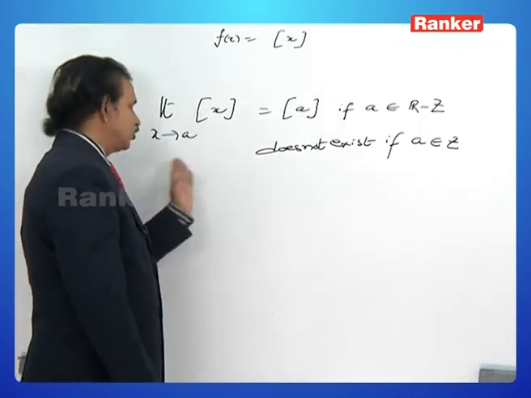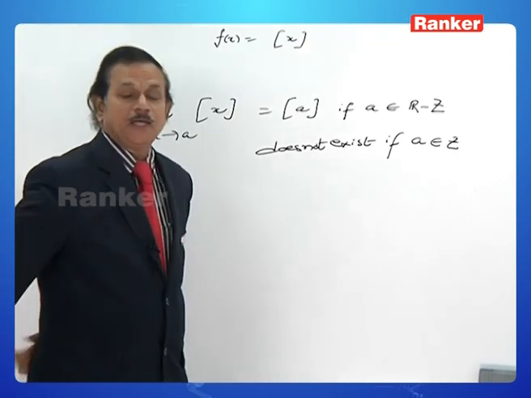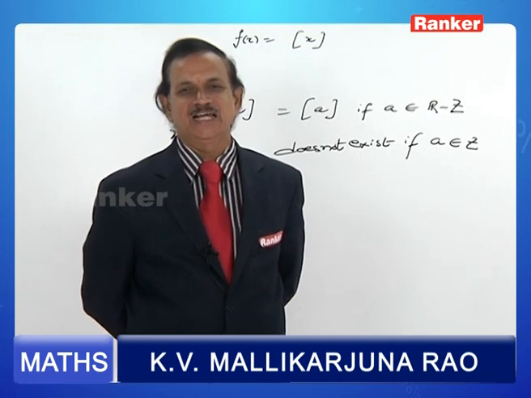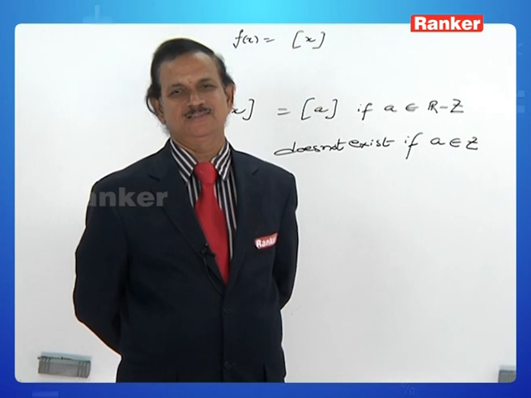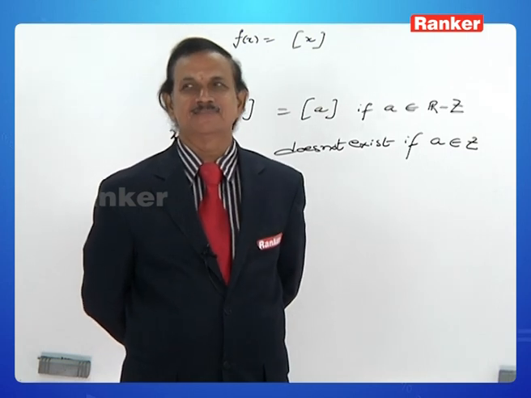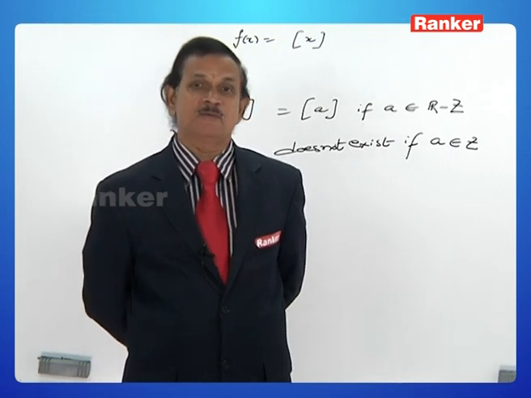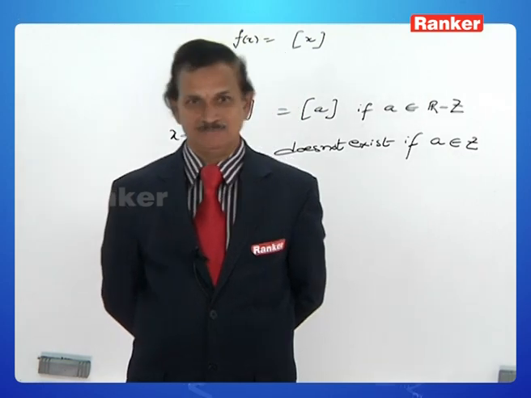Limit as x tends to a of the integral part of x is the integral part of a if a belongs to R minus Z, that is, for a non-integral value of a real number. If a is 1/2, the integral part of 1/2 is 0. If a is 3/2, the integral part of 3/2 is the integral part of 1.5, that is 1.